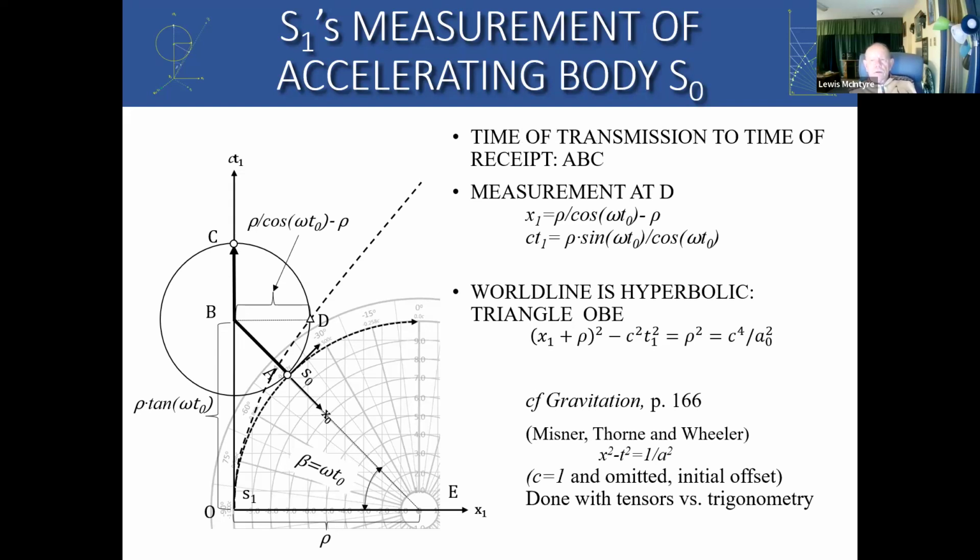Misner, Thorne, and Wheeler, on page 166 of their weighty tome Gravitation, also came up with a similar equation after 2 pages of tensor calculus. This differs from mine in that they omitted c as they assigned it unity value and used a different offset. Mine used x1 equals 0 at ct1 equals 0, 0,0 on the chart, while in theirs it's at E.